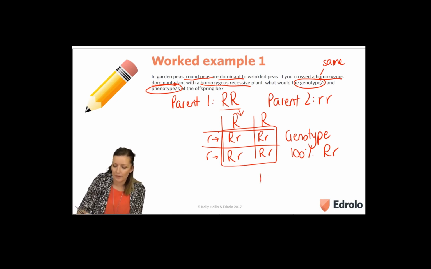Now we also need to provide the phenotype. So from our genotype, we see that we have the big R, so the dominant characteristic is going to show, and we know that dominant is round, so all of them are going to be round peas.